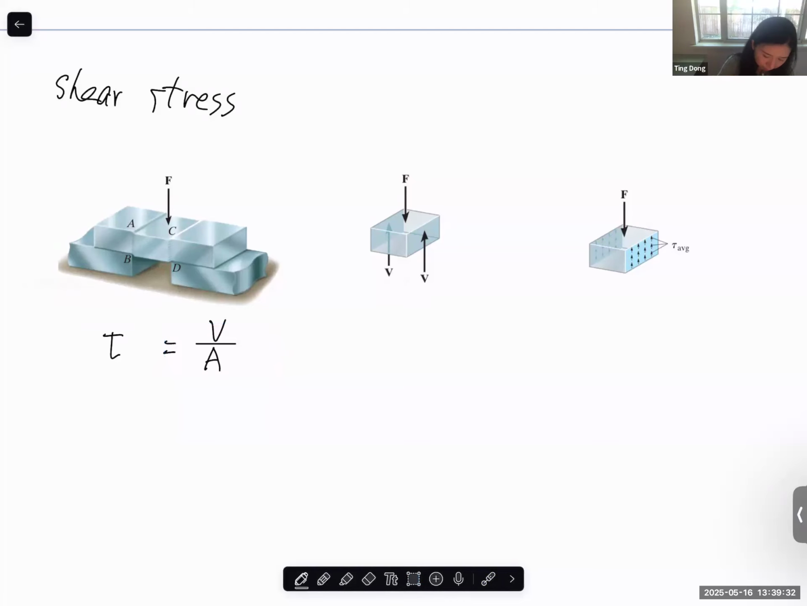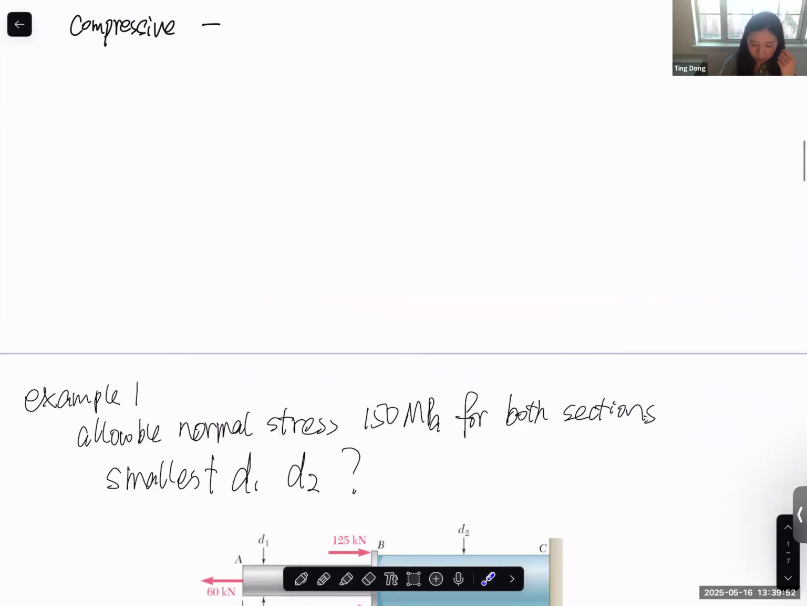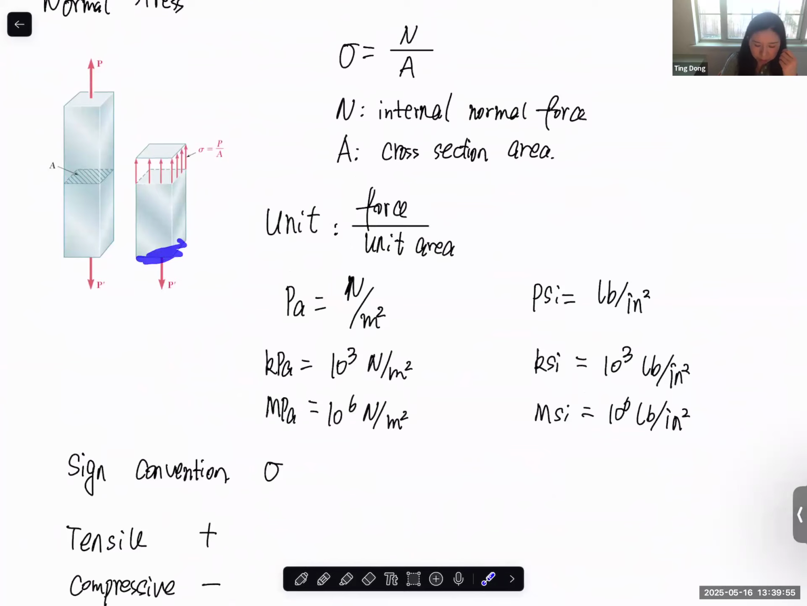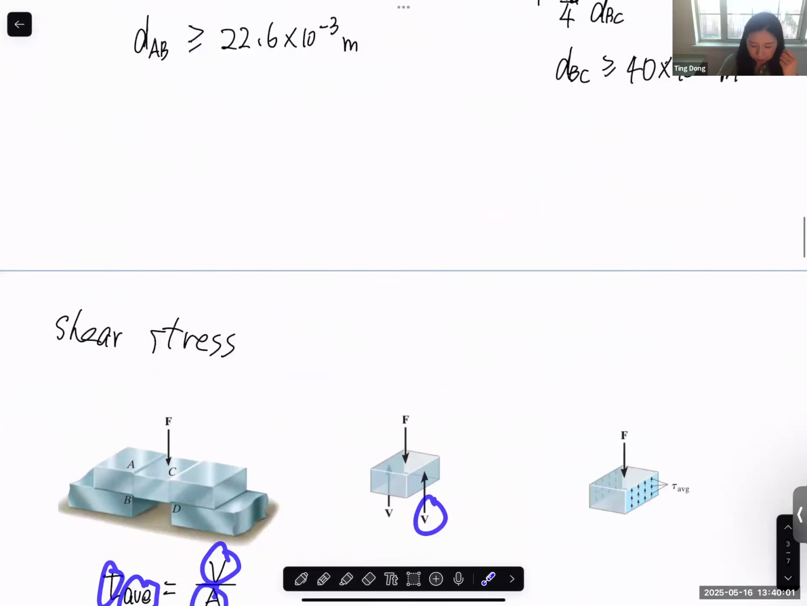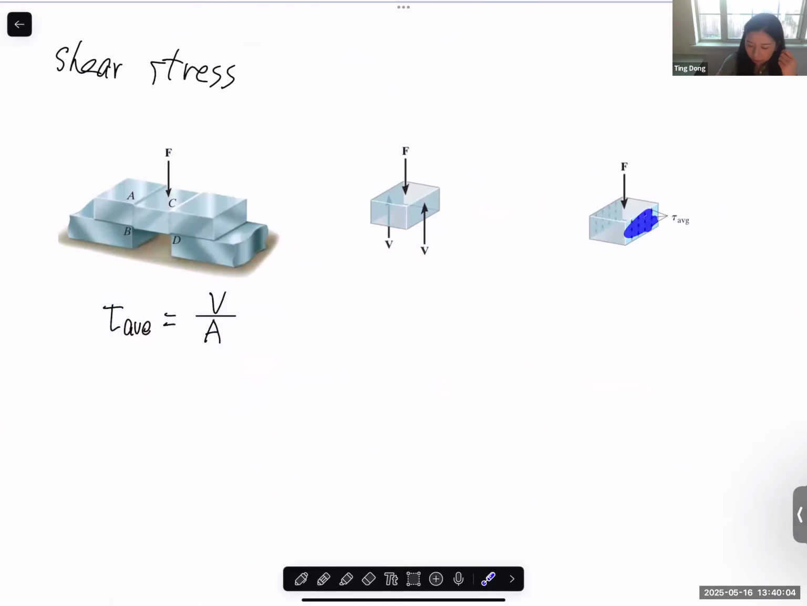So that's why, at the early stage of mechanics of materials, we just put an average here, subscript average. So tau average equals the internal shear force, whatever shear force calculated here, divided by the area. And this area, don't get confused with the area in the normal force and normal stress, because in the normal stress we consider the area that is perpendicular to the force applied, the cross-section area. For calculating shear stress, it should be this area. Now you can see that this area is parallel to the force applied, or parallel to the shear force. So this is a little bit different.